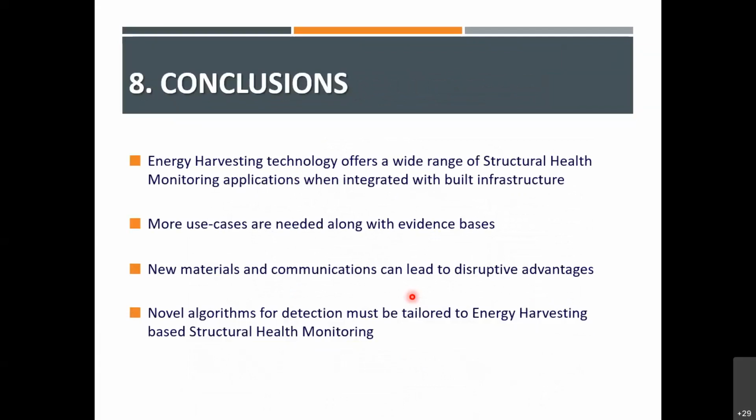So as a conclusion, energy harvesting technology has a future for SHM, but we need more use cases and evidence bases. That's the key, and fair comparison of performance. New materials and communication methods can really lead to disruptive advantages and make it a serious player in this field. And novel algorithms for detection must be tailored specifically to energy harvesting. You can't just take an SHM method and apply it to your harvested signals and get results out of it. It does not work well.